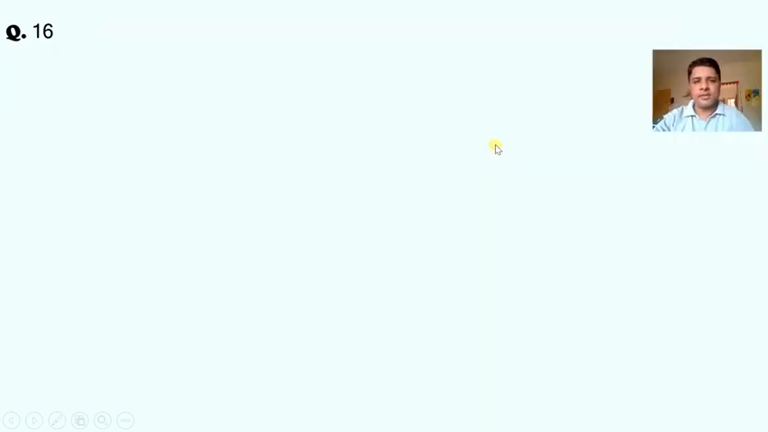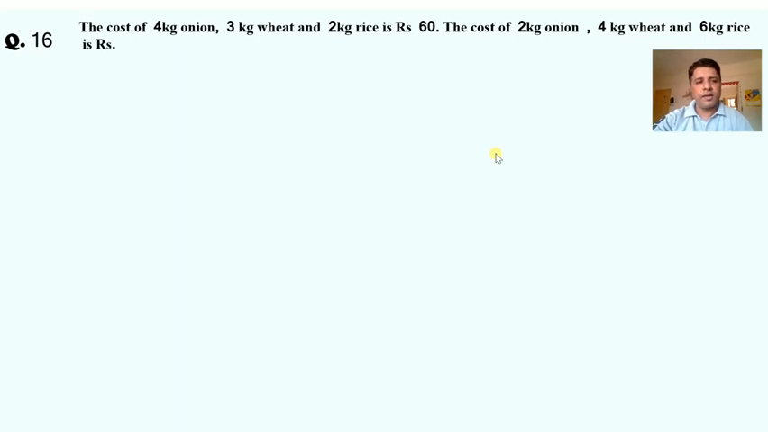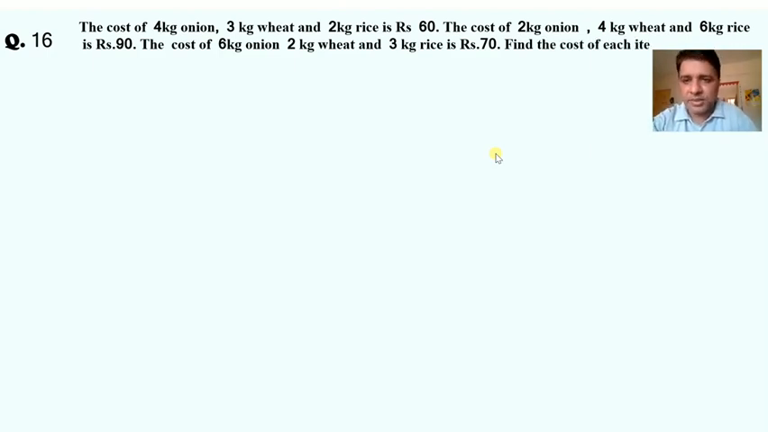So here comes question number 16. Question number 16 says the cost of 4 kilogram of onion and 3 kilogram of wheat, 2 kilogram of rice together is rupees 60, and the cost of 2 kilogram of onion, 4 kilogram of wheat and 6 kilogram of rice is combinedly rupees 90. And lastly, the third statement, the cost of 6 kilogram of onion and 2 kilogram of wheat and 3 kilogram of rice is rupees 70. Then the question is, find the cost of each item per kilogram by matrix method.